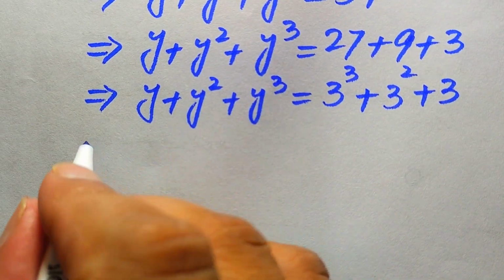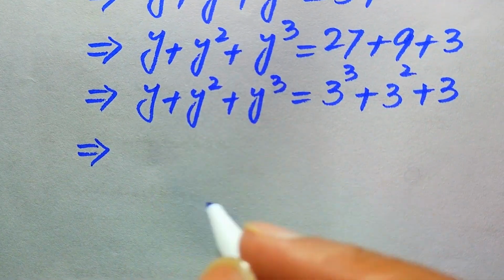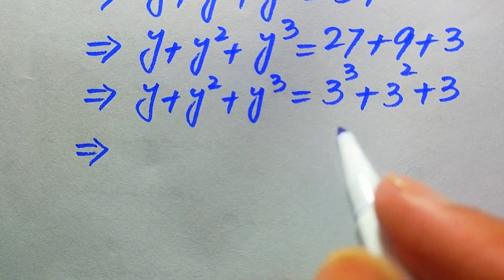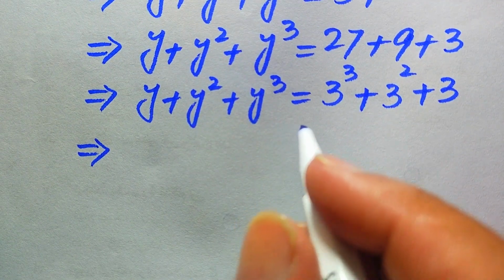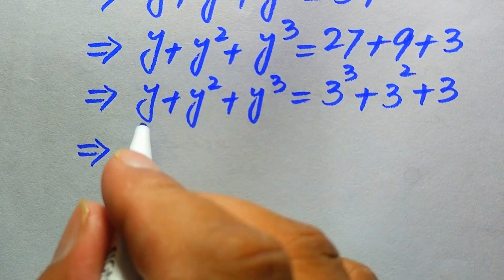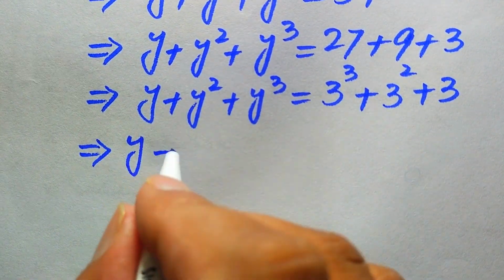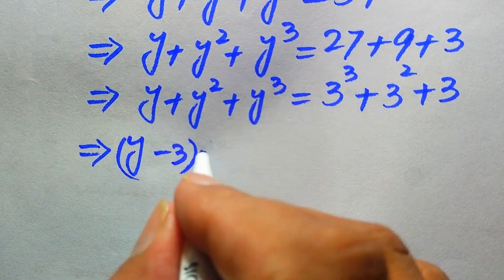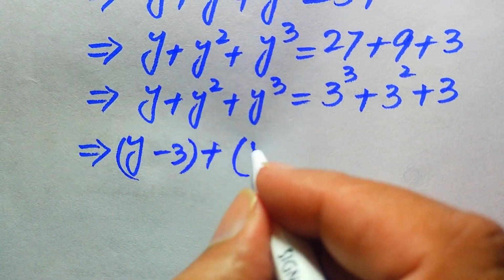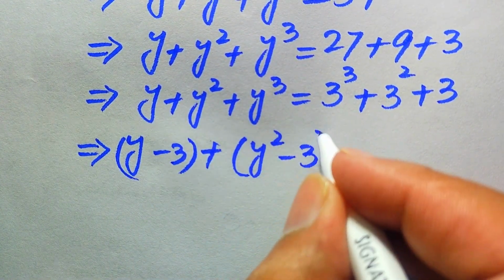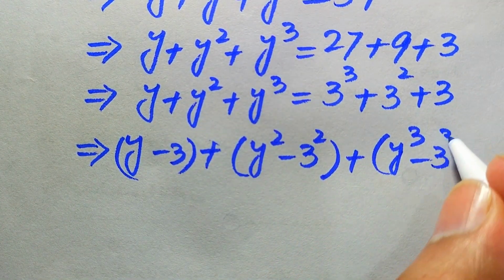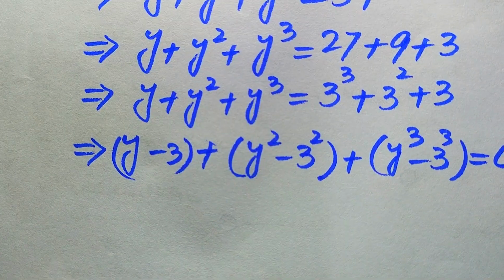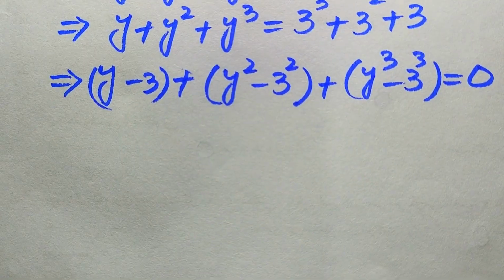And now we move all the terms from the right hand side to the left hand side, and we make the pair of cubic term with cubic term, square term with square term, and vice versa. So we get here y minus 3 plus y squared minus 3 squared plus y cubed minus 3 cubed, and this whole equation is equal to 0.